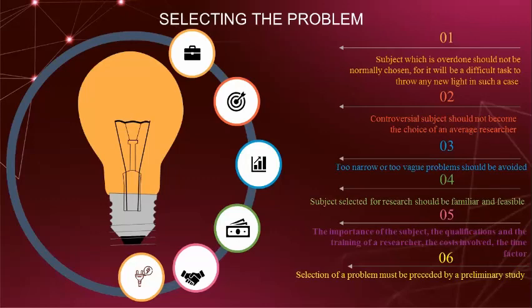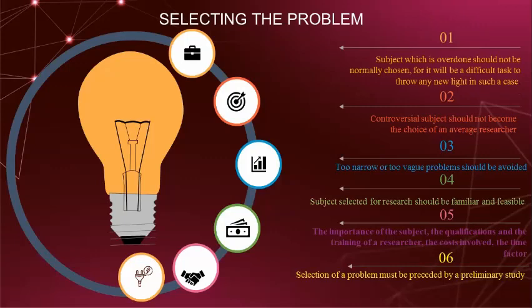The second one is controversial subjects should not be chosen. Now, this should be kept in mind because you cannot prove a controversial subject, and that will result in a number of problems when you try to choose a controversial subject.